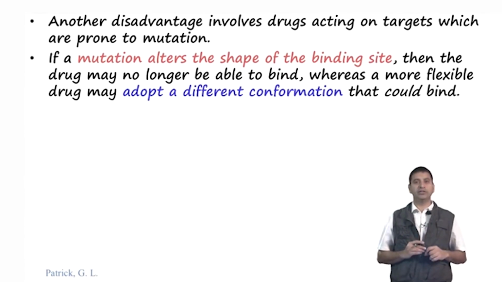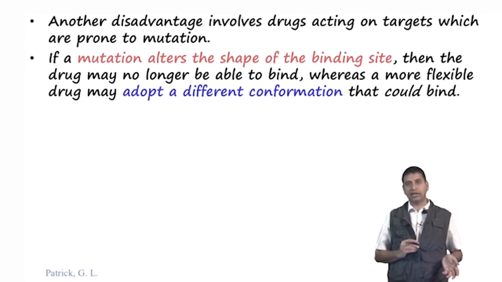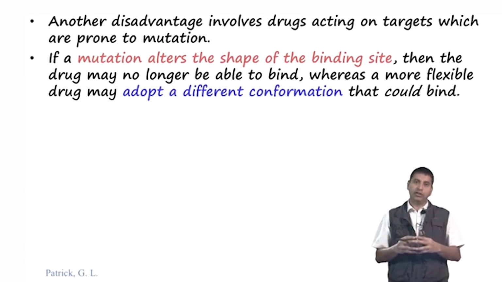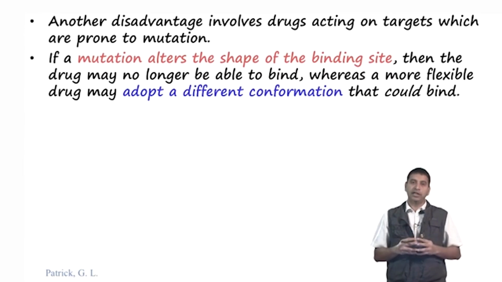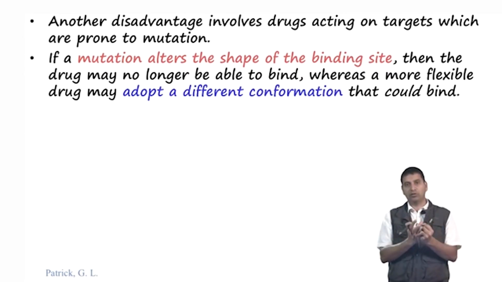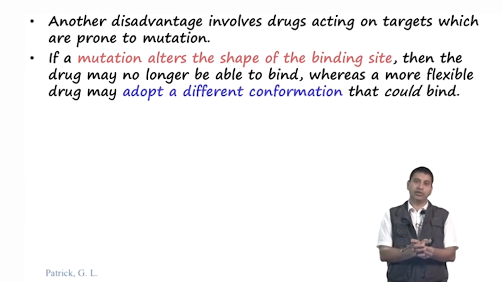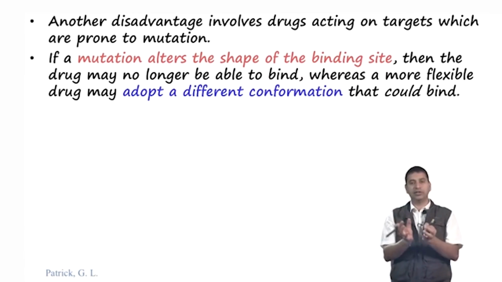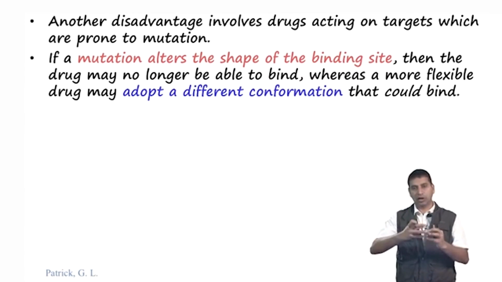Another potential disadvantage is in the case of drugs which are acting on targets that are prone to mutation. What we have discussed previously is that in response to a drug, sometimes a residue in a protein undergoes mutation, and this changes the shape of the binding site, and the original drug may actually no longer be able to bind. Whereas, the more flexible drug may actually adopt a different conformation that could help with binding. So, one possible disadvantage of using highly rigid drugs is that if the protein is prone to mutation or changing in the active site, then the drug will not be able to adapt accordingly.